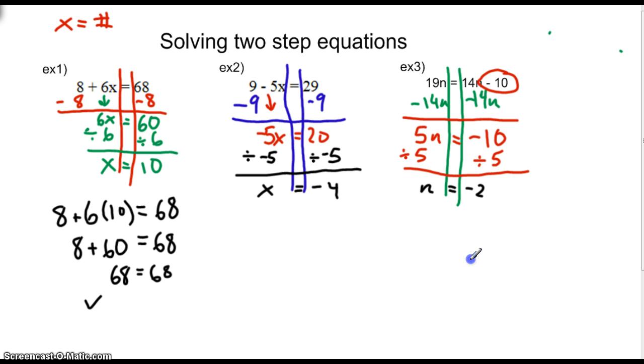So you want the letters on one side, the numbers on the other, and then you divide if there is a number out in front of our letter. So that's 2 steps equations. You can go to the next video and watch 3 steps equations that has numbers on both sides and letters on both sides.